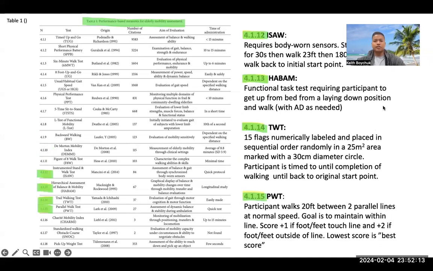Yeah, so a lot of these other ones turn into more of a functional training. One highlight to point out is the TWT, the trail walking test. This one is interesting. Participants walk a specific pathway and try to get to 15 marked flags in various locations, and they're just trying to get to them in a timely manner.